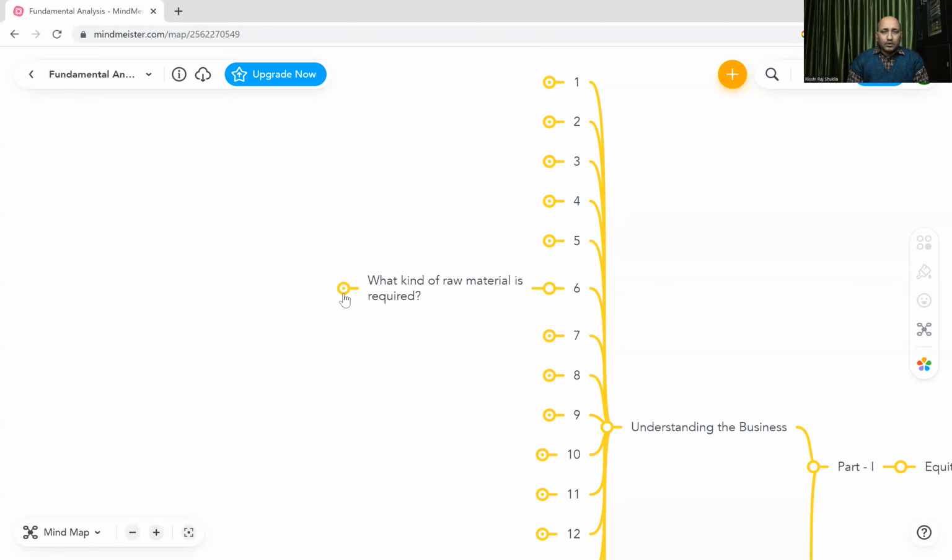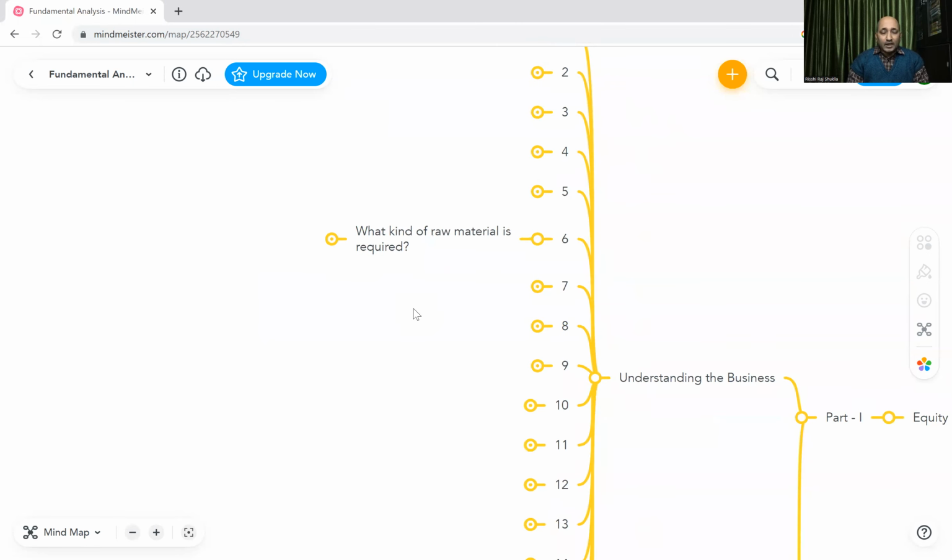Sixth, what kind of raw material is required? This is also important. Whether this raw material is government regulated like coal or it is openly available, whether there are some constraints to acquire or procure those raw materials, whether these raw materials are dependent on other countries, whether the company has its own pricing power to procure those raw materials.